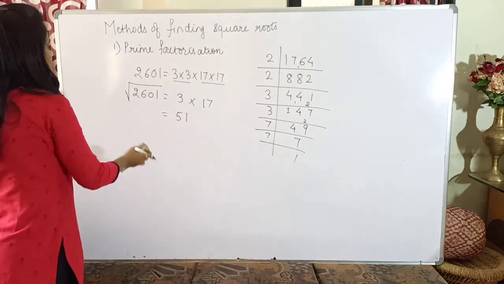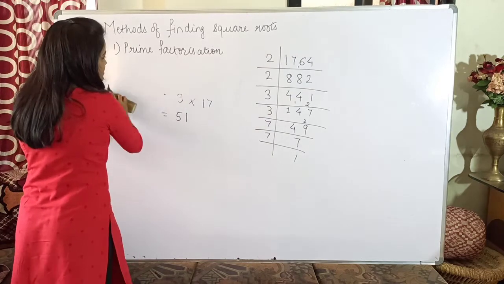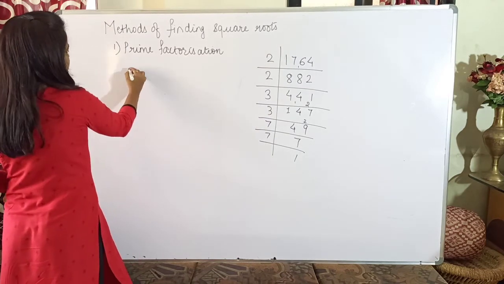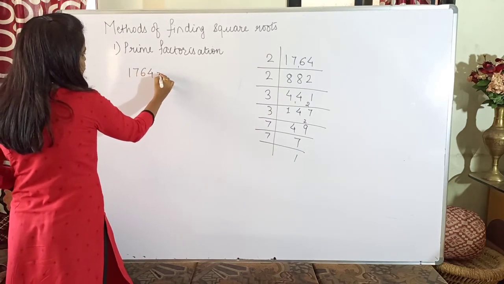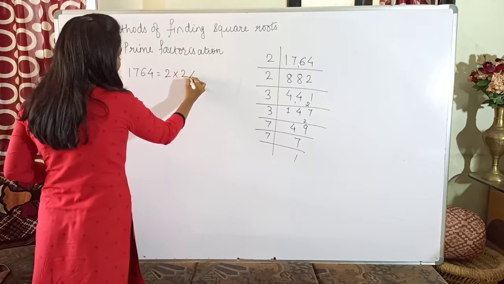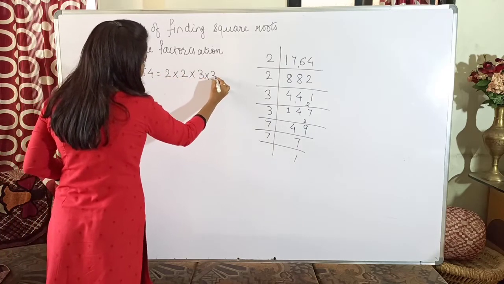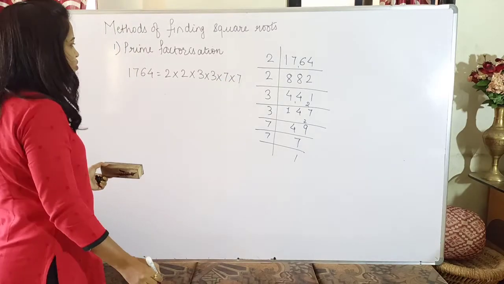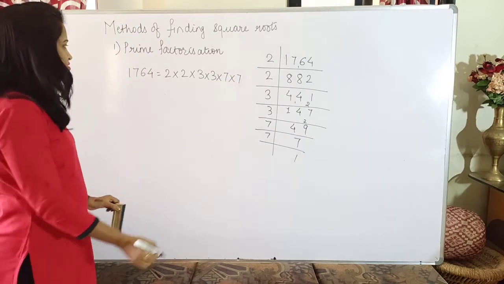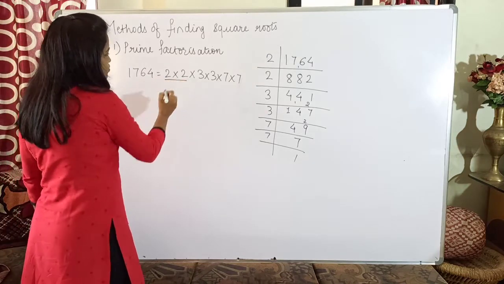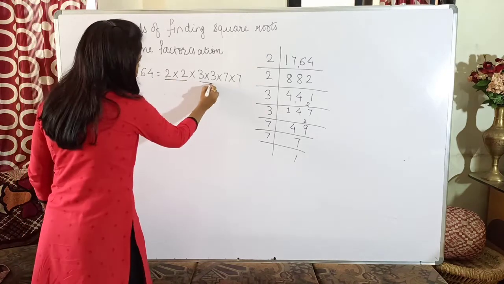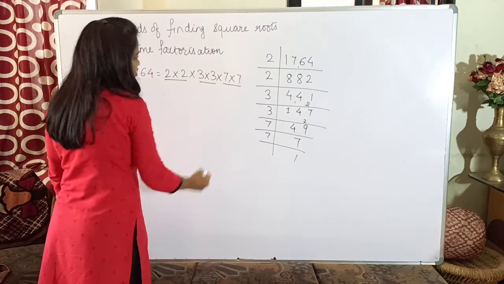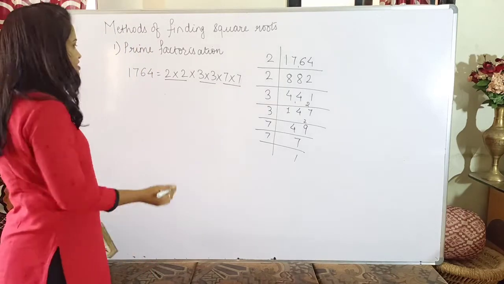Okay, so how can 1764 be written in terms of its prime factors? So 1764 can be written as 2 into 2 into 3 into 3 into 7 into 7. Now the next condition: all have to be in pairs. Is 2 present 2 times? Yes. Is 3 present 2 times? Yes. Is 7 present 2 times? Yes. So all prime factors are present in pairs.